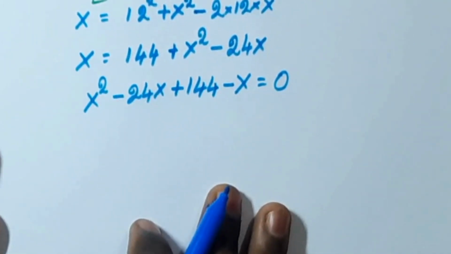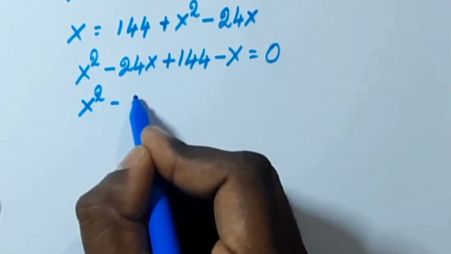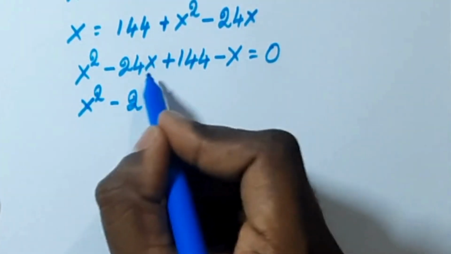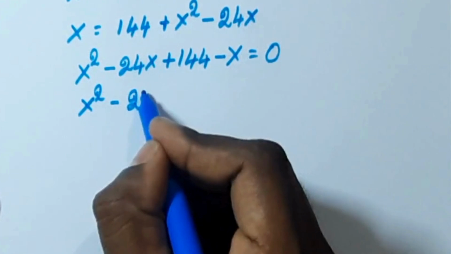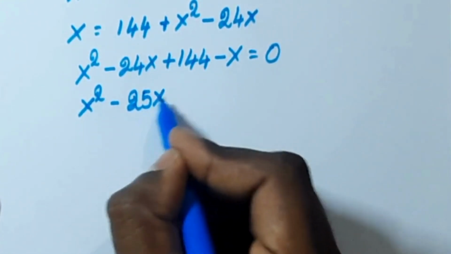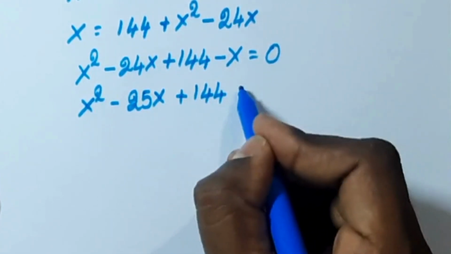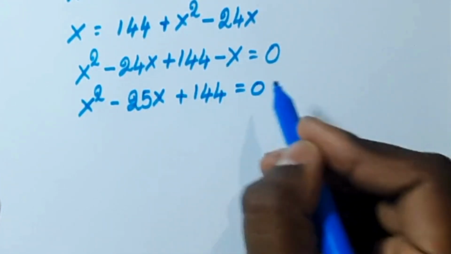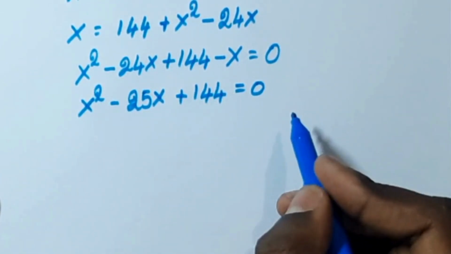So we'll get x square minus 24 minus this 1 is 25x plus 144 equal to 0. Now we are going to find this 144.